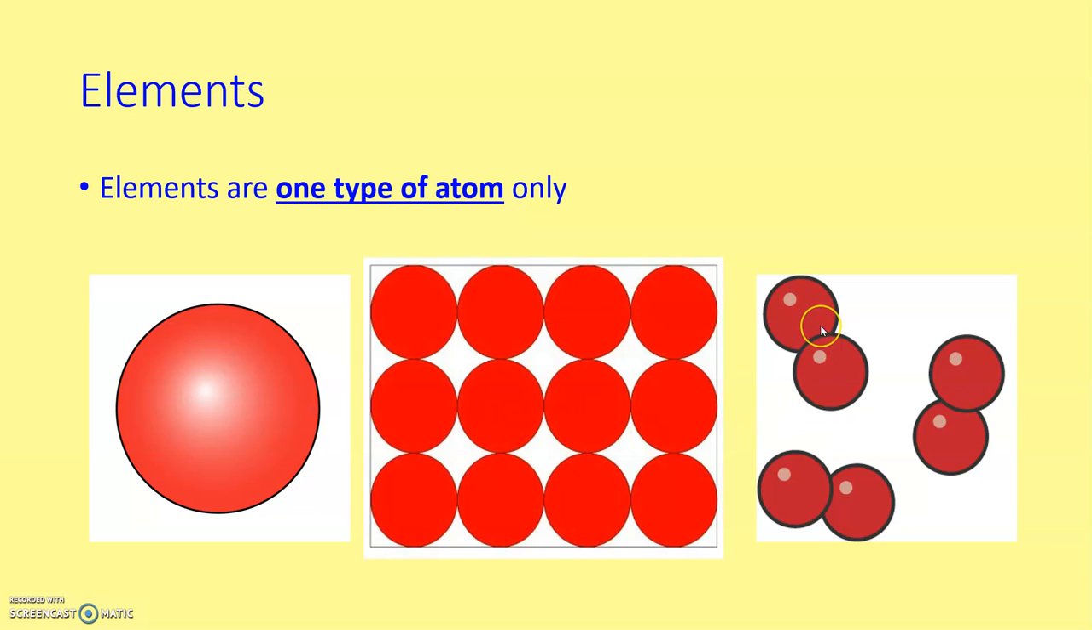Now this one as well, because it's only one type of atom, the same colour, that means it could be oxygen, O2, or nitrogen, N2. So once again, because it's one colour, it's one type of atom, it is an element. Same colour again, it's red again, so that means it's only one type of atom. And here, they're all the same type of atom, same colour, so that means they are all the same element.